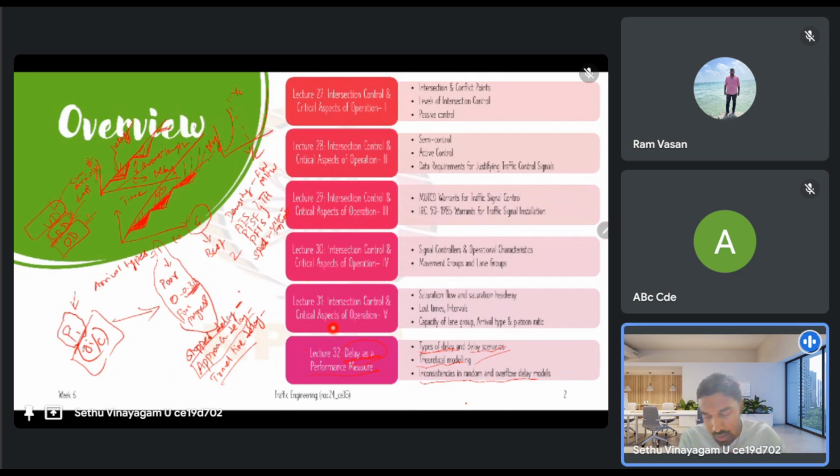A random delay model tells that when the V by C is 1, the delay goes towards infinity, right? It is so large, but that is not true, right? It cannot be infinitely large. It has to be at a finite value. So that's where this random delay model fails around V by C of 1.